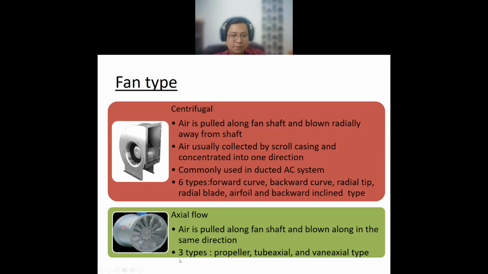Okay, this type has three kinds of fan: propeller, tube axial, and vane axial type.